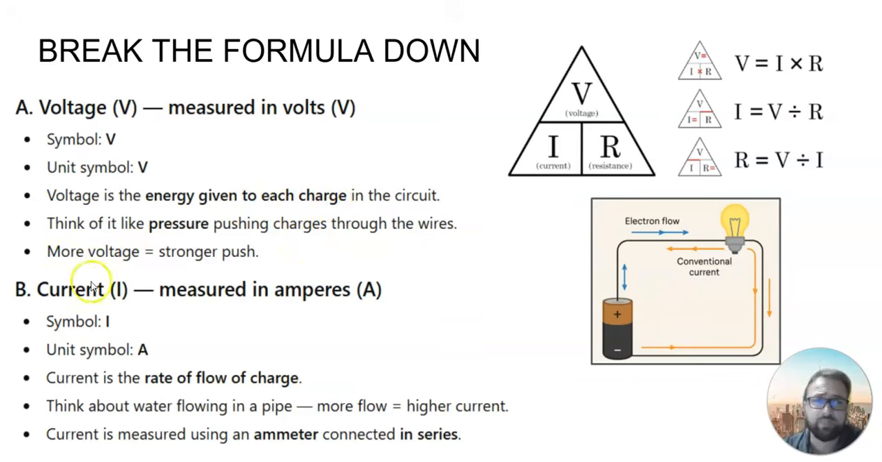Right, let's move on to the next part. The current. That is measured in amperes. Symbol is I, and the unit symbol, you need to understand that there's a difference between the two, is A. Current is the rate of flow of a charge. Think about water flowing in a pipe. More flow equals higher current. Current is measured using an ammeter connected in series in the circuit. So here's our circuit. An ammeter would be placed in the circuit. Okay, voltmeter always across the component. Remember that. Let's move on.